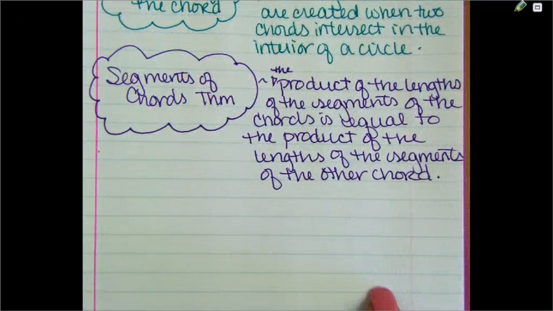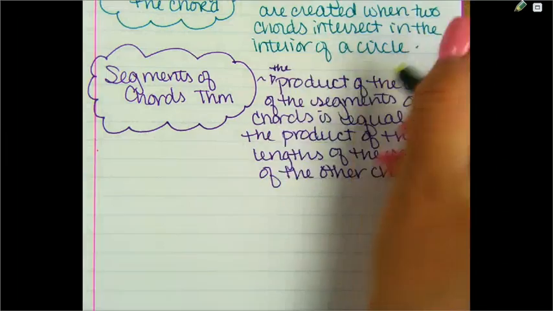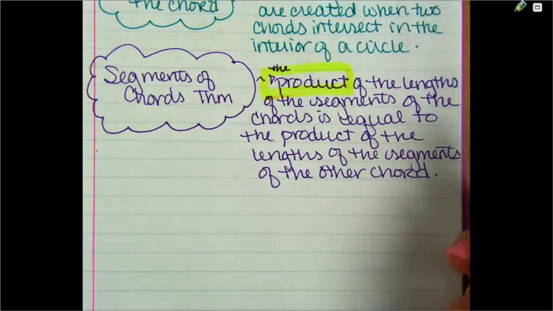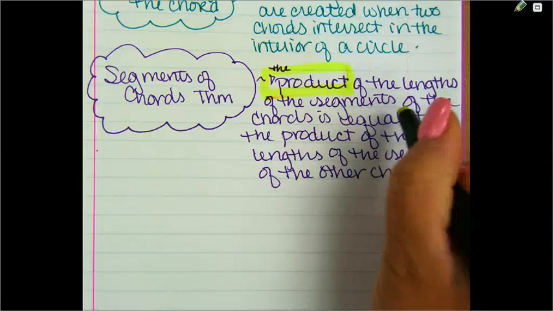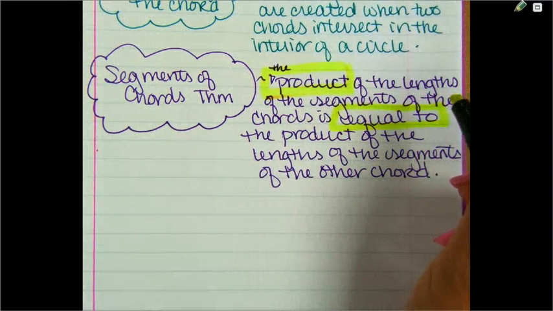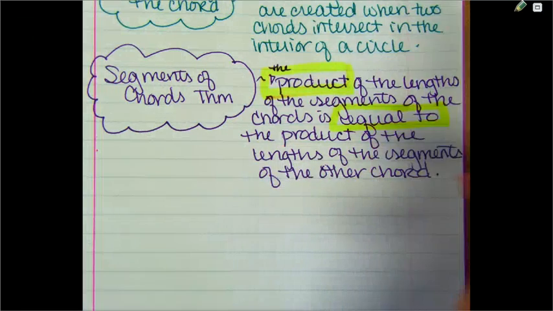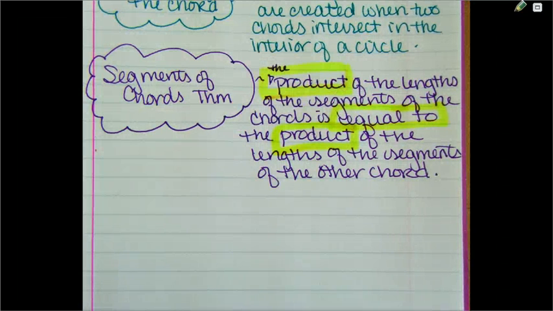There's a couple keywords in this definition. What's one keyword? Product. What's product mean? You're going to multiply. So we're multiplying something, and then what? The product of the lengths of the segments of the chords is equal to the product of the lengths of the segments of the other chord. What do you think that is? Multiplication again. Good? Question? All right, so let's draw a picture.